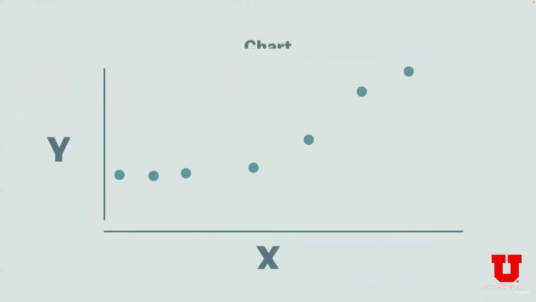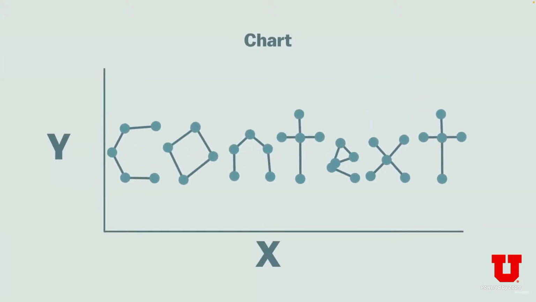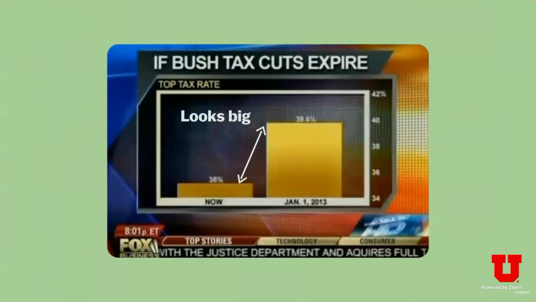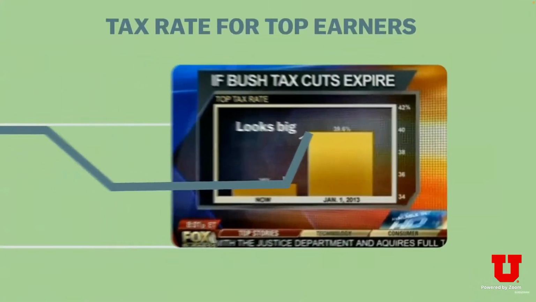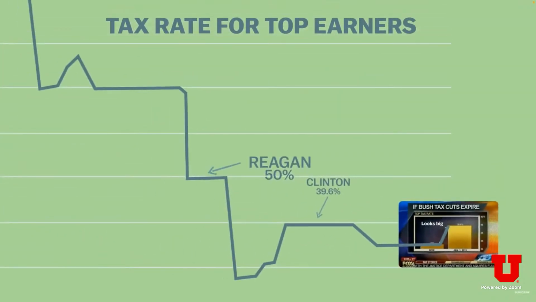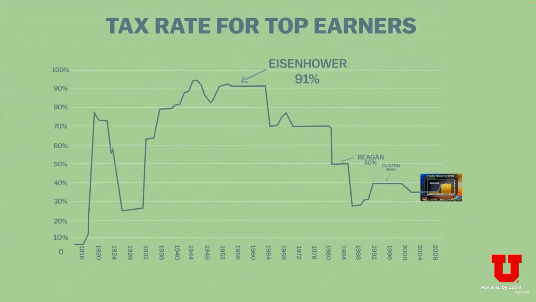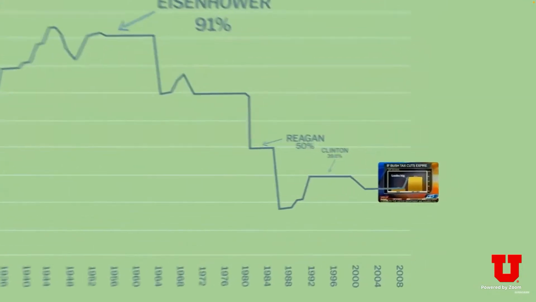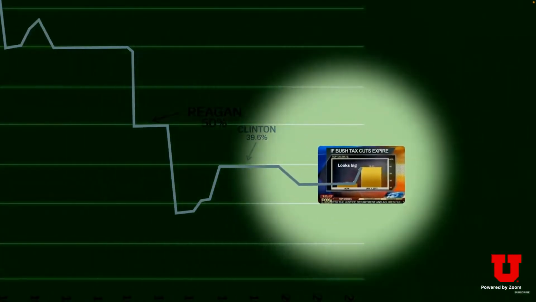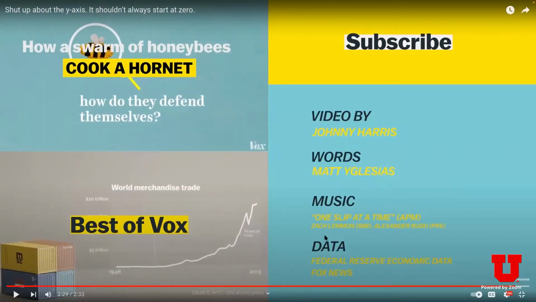When people are really lying with charts, the main thing they're normally doing wrong is leaving out the context, not leaving out the 0. Go back to that Fox News chart. You'd never know from this chart that the top marginal rate was 39.6% back in the Clinton administration, or that in the Reagan administration it was 50%, or that back when Eisenhower was president, it was 91%. The missing 0 was really the last of that chart's problems. What they left out was the entire history of taxes in the United States. So just remember, y-axes don't lie to people. People do.